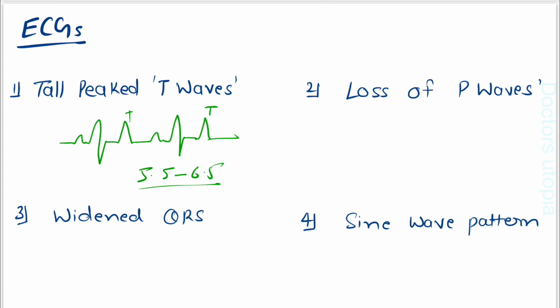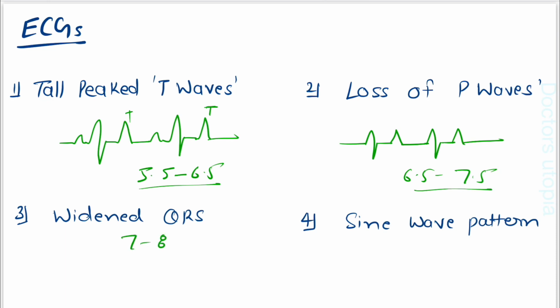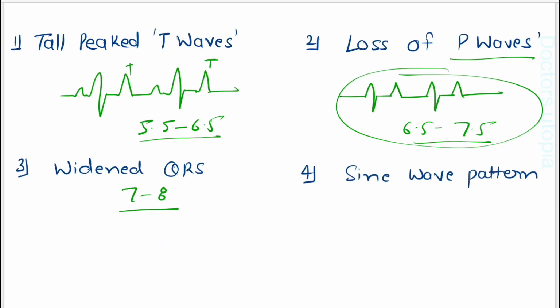The second change that comes is loss of P waves. It will show us a flat line, then the QRS complex, tall T wave, then again QRS complex and tall T wave. We don't have any P wave in the ECG. This loss of P waves occurs when the level of potassium is between 6.5 and 7.5.